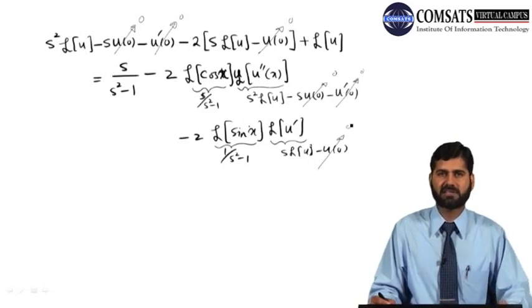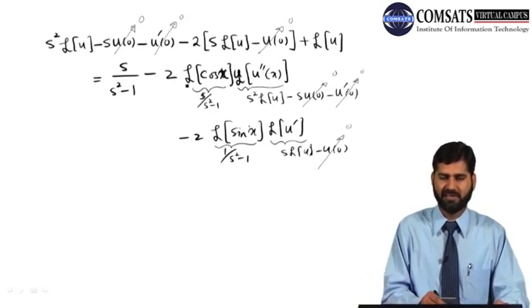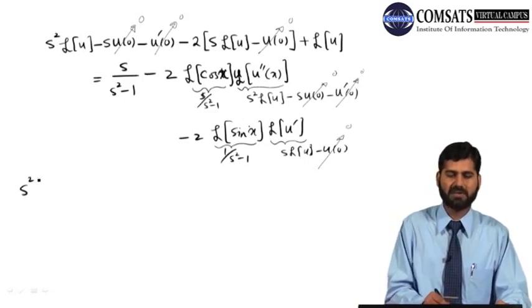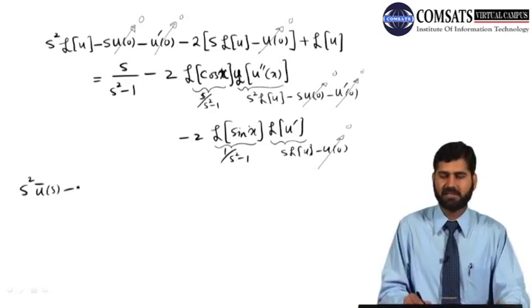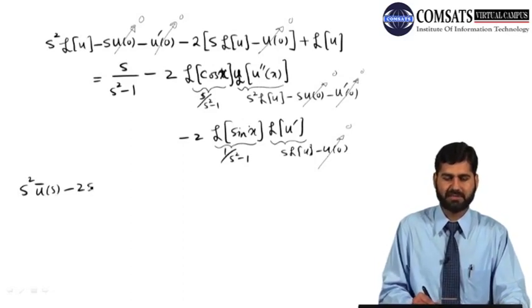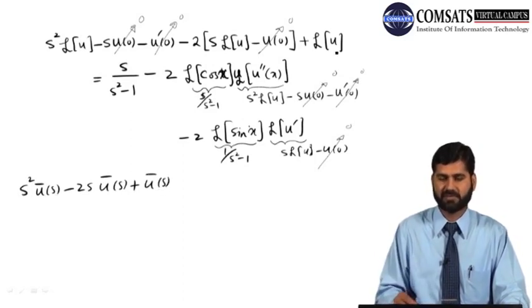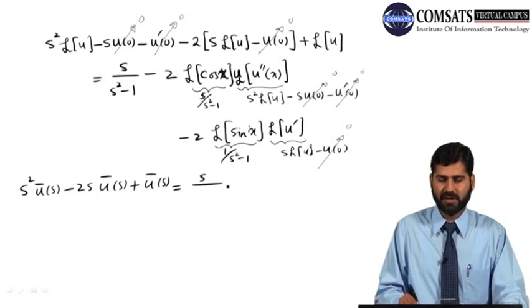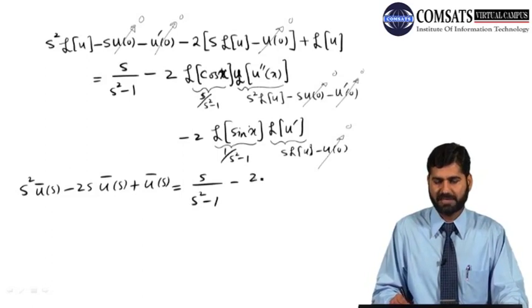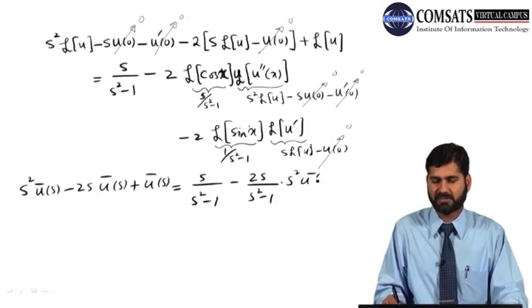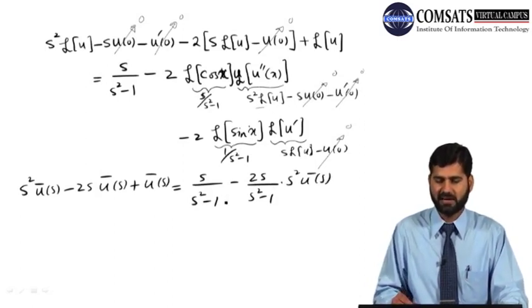So at least our homogeneous conditions make it a little easier for you. So this becomes s square. What is Laplace of u? It is u bar of s. Minus 2s L of u, so minus 2s u bar of s, plus u bar of s, equal to s over s square minus 1, minus 2s over s square minus 1 times s square u bar of s. Here, minus 2 over s square minus 1 times s u bar of s.